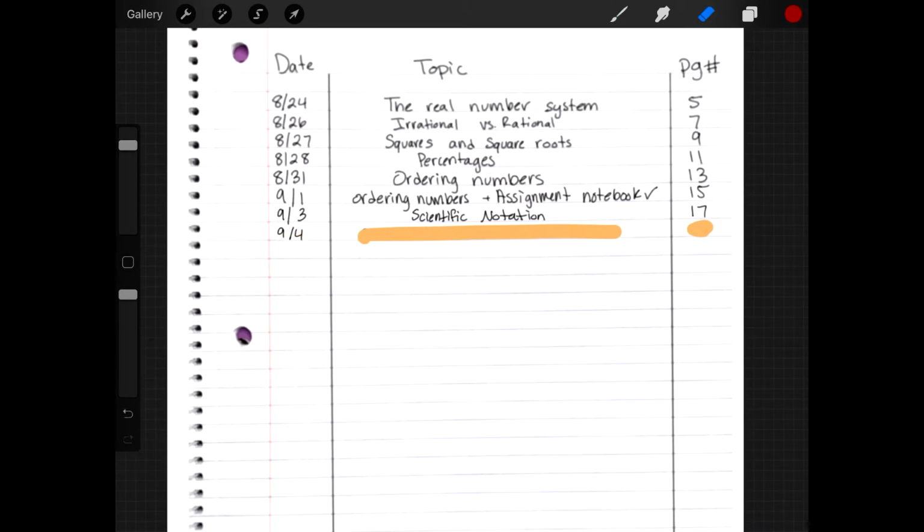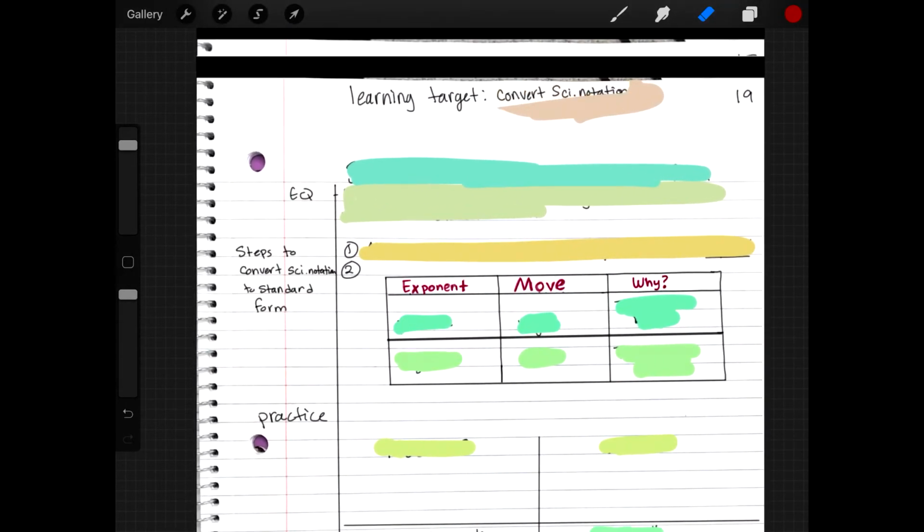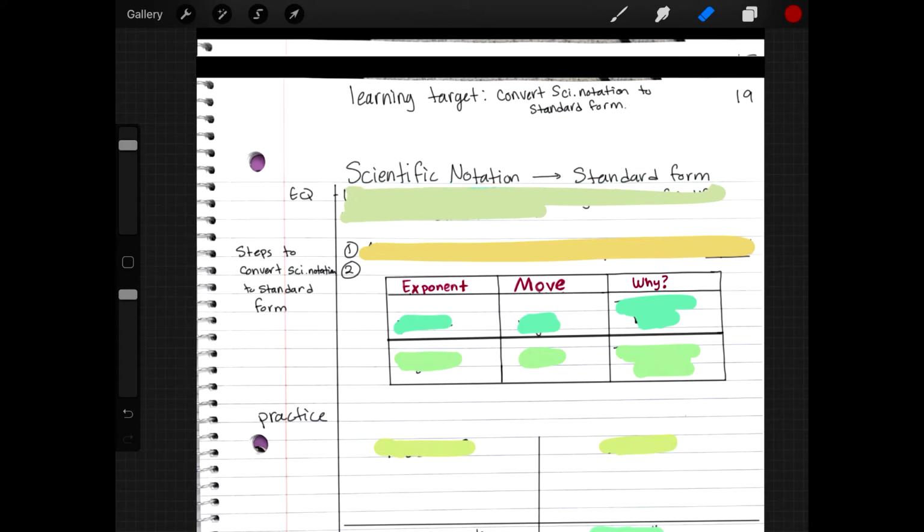Okay, so first we have our date, which is the 4th, and we're going to go from scientific to standard form, so we're basically doing the opposite of yesterday, and my page number is 19. Our learning target is convert scientific to standard form, which is our topic as well. And our essential question is, what is the process for converting between scientific notation to standard form?